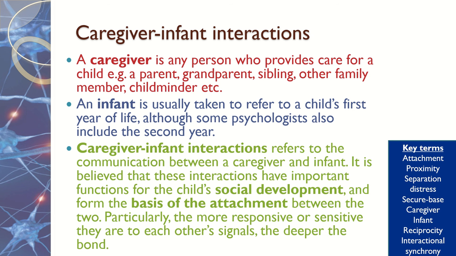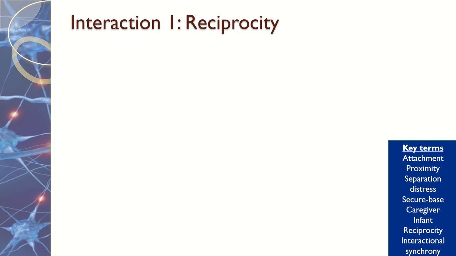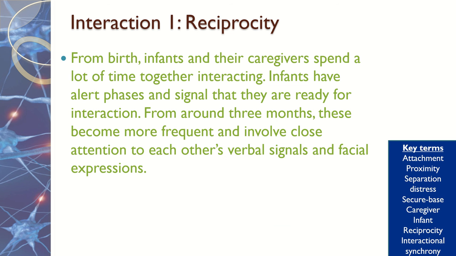Caregiver-infant interaction, therefore, is the communication between the caregiver and the infant, and this helps to build a child's social and emotional development and helps a child to fit into everyday society. The parent or the caregiver is providing that development in some way, or at least partially providing it. They obviously might get it from other people in their lives. So the first thing we're going to look at is this key term, reciprocity.